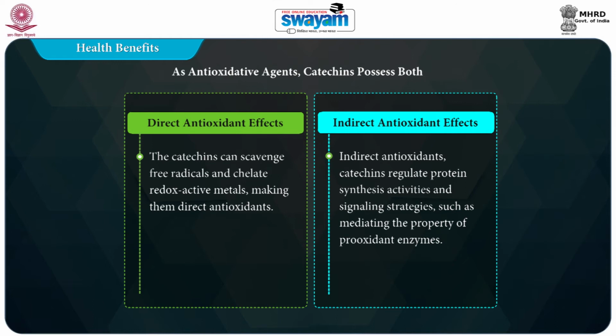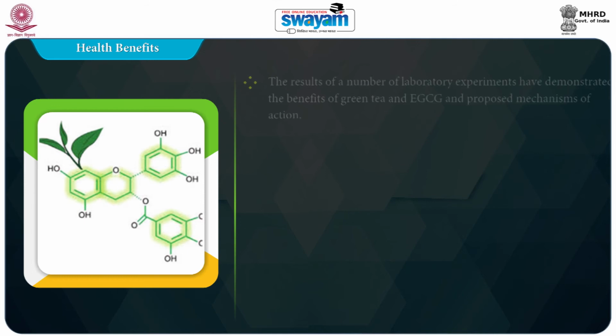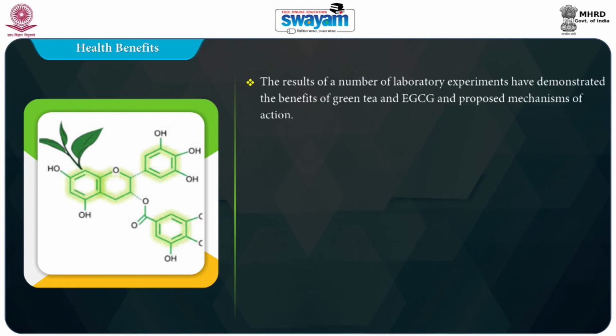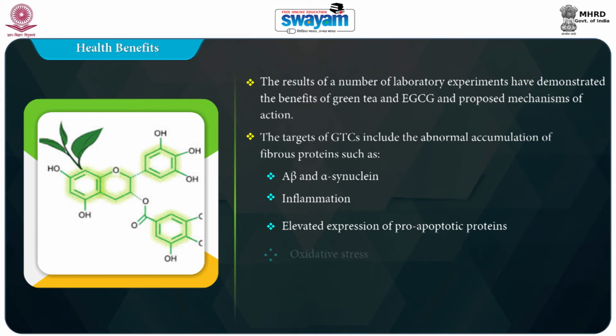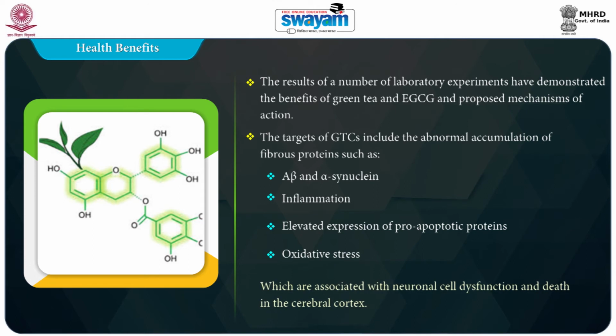property of pro-oxidant enzymes. The results of a number of laboratory experiments have demonstrated that the benefits of green tea and catechins propose the mechanism of action. The targets of gallocatechins include abnormal accumulation of fibrous proteins such as alpha, beta and gamma synuclein, inflammation, elevated expression of pro-apoptotic proteins and oxidative stress, which are associated with neural cell dysfunction and death in the cerebral cortex.